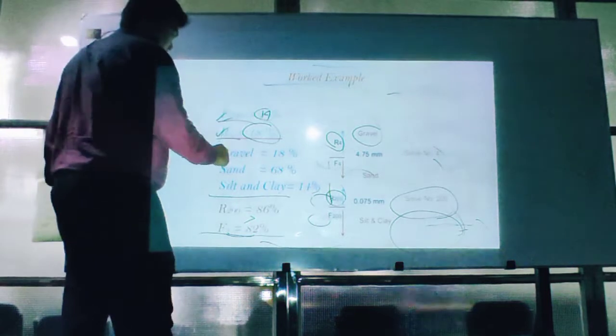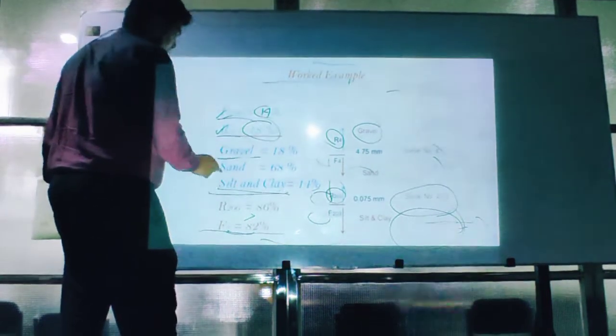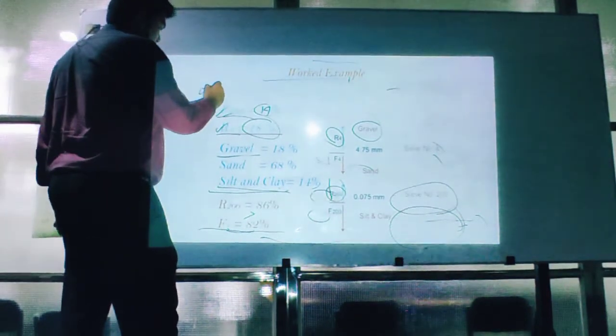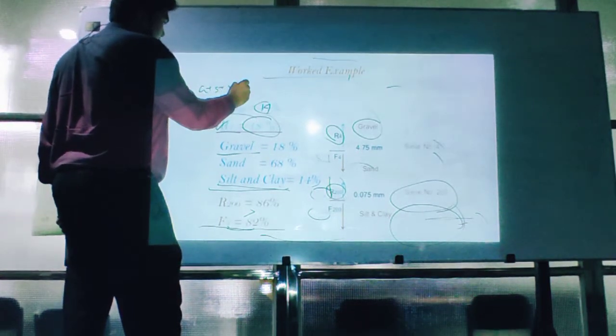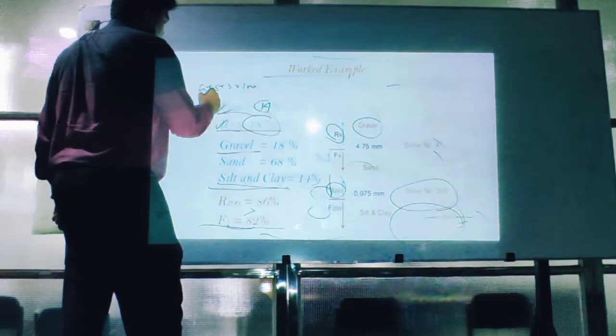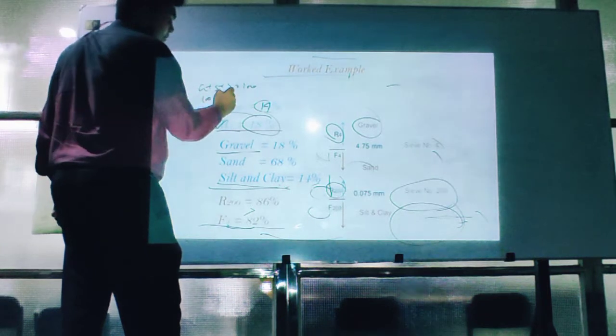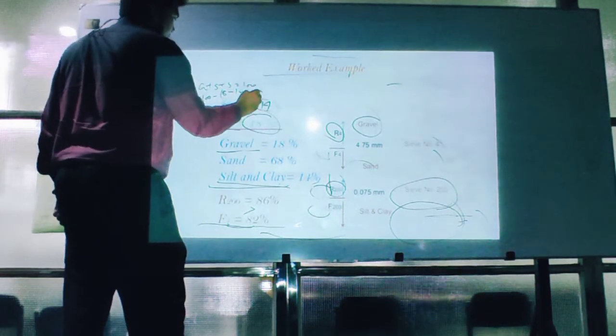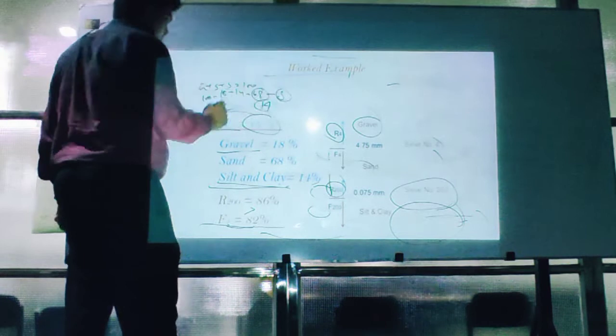First of all, gravel, we find silt and clay fines. We know that gravel plus sand plus silt and clay equals 100. So 100 minus 80 minus 40 equals 68. This is our sand percentage.